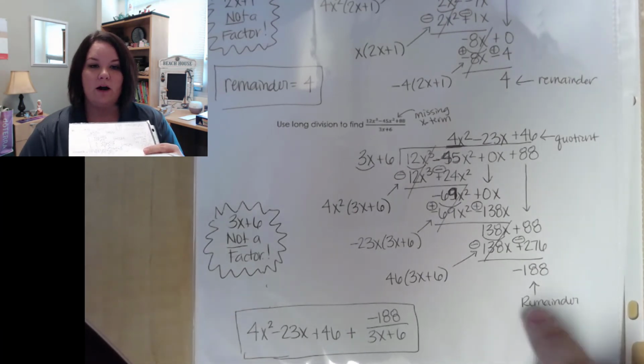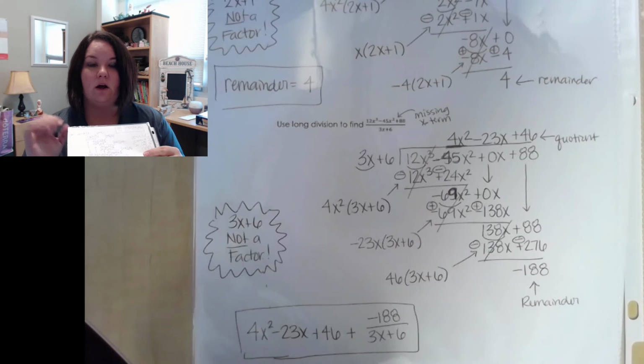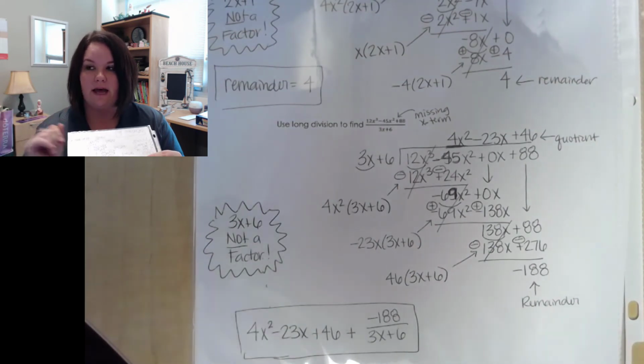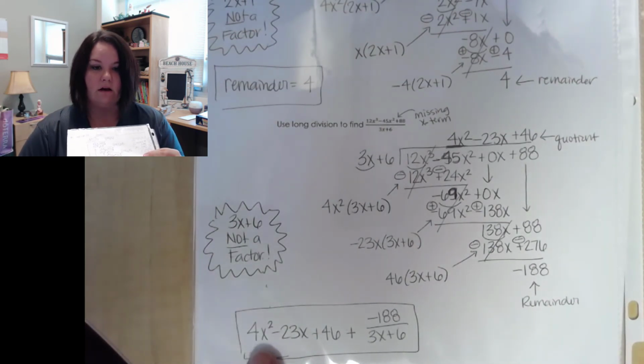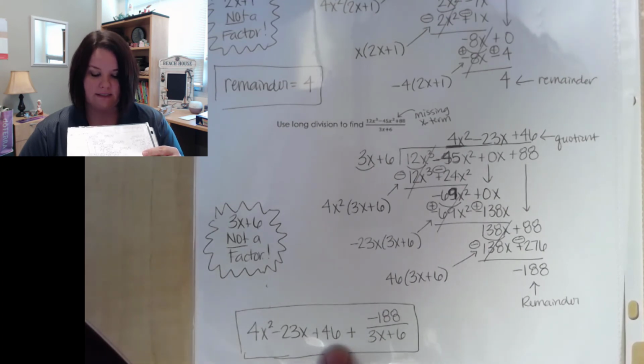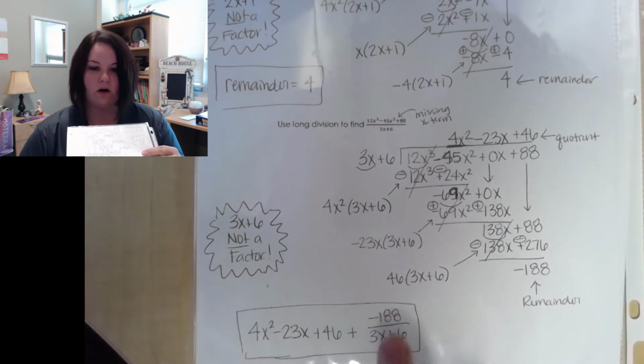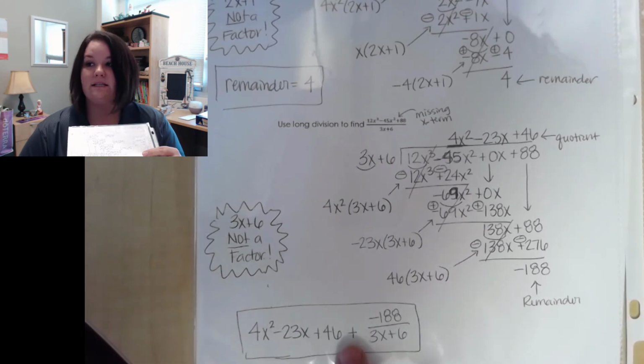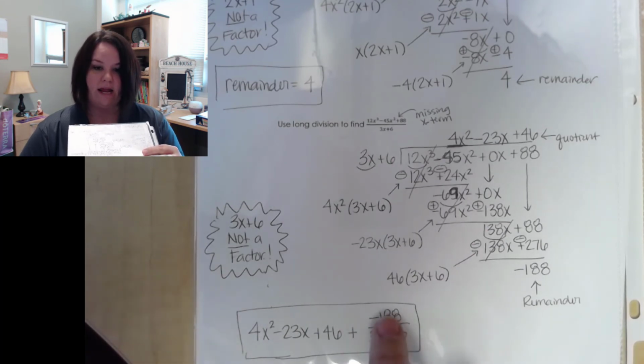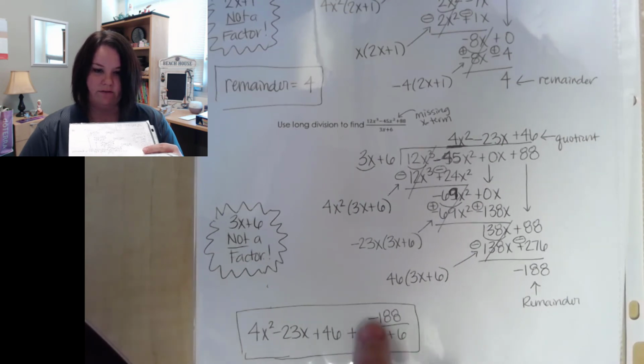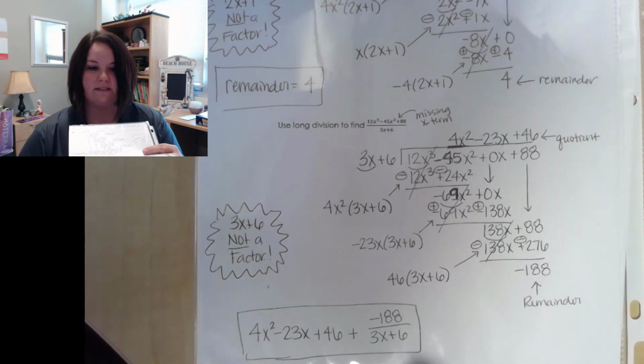Okay, so when we write out our answer here, notice it didn't specify that it only wanted the remainder or anything like that. So we're going to go ahead and write 4x squared minus 23x plus 46, and then we add our remainder over our divisor. Now, I don't mind if you write this as plus and then you put negative 188 over your divisor, or if you know that that plus and that negative, the negative wins, so you could just write minus 188 over 3x plus 6. Either way is fine with me, okay?